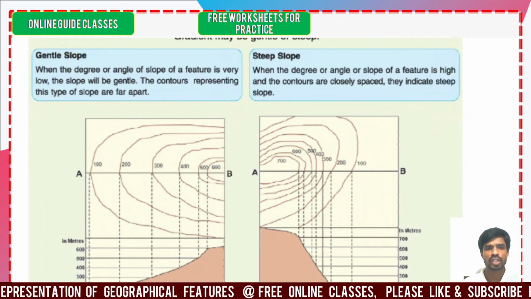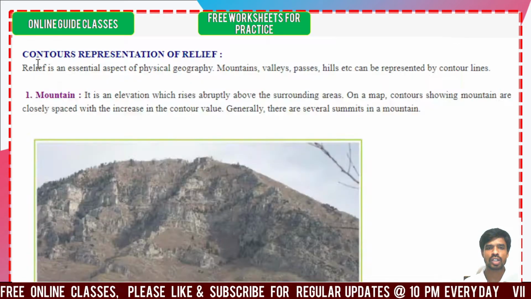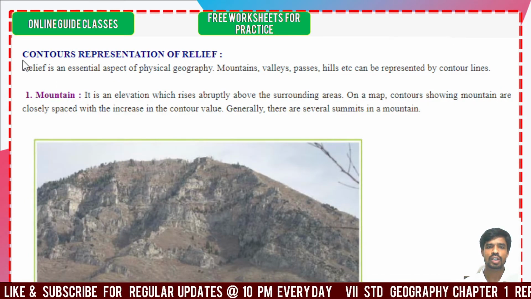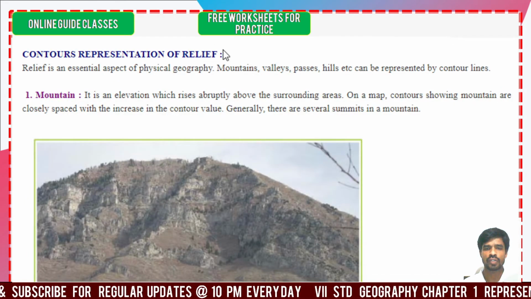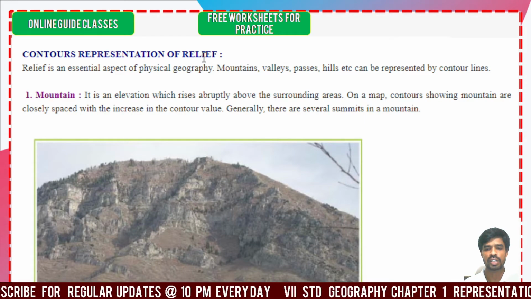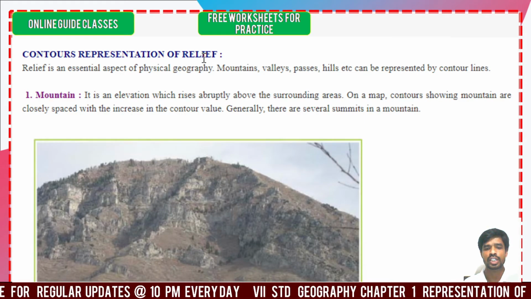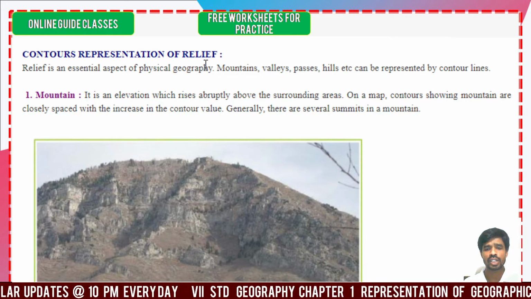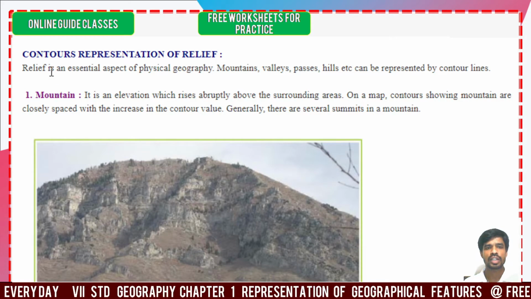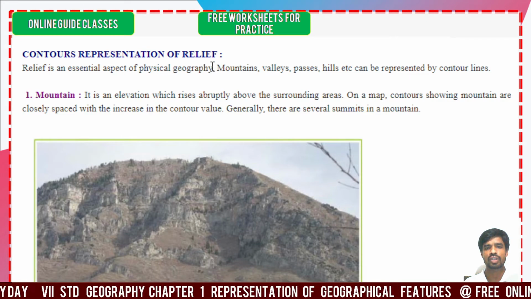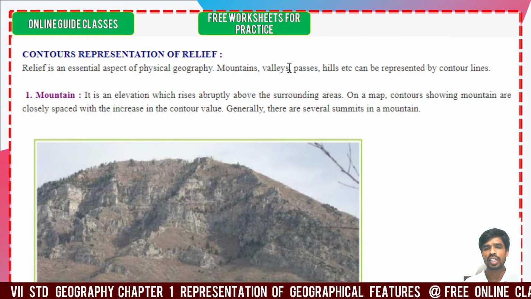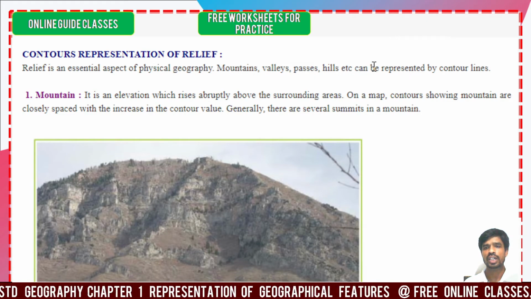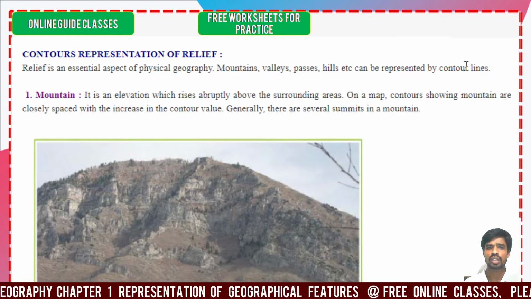Far apart means gentle slope, closely spaced means steep slope. Now, contour representation of relief. I told you the meaning of relief. It is the difference in heights between the highest point and the lowest point on the land surface, which is measured in meters or in feet. Relief is an essential aspect of physical geography. Mountains, valleys, passes, hills, etc. can be represented by contour lines.